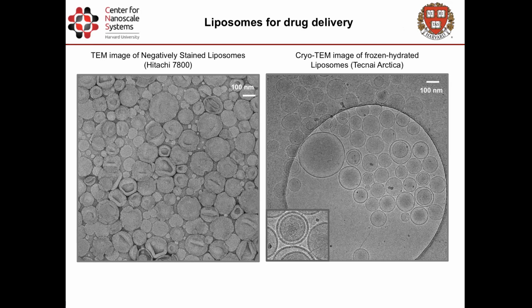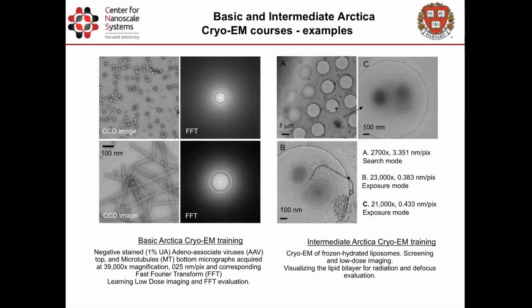Now, here are some of the projects we work on, comparing the negative stain and cryo-EM images. These are liposomes for drug delivery. What I forgot to mention is that one of the goals of the intermediate Arctica training is to visualize the lipid bilayer. You won't be able to see this bilayer if your defocus is not right or if your radiation is too high. It will just melt away or it will not be visible because of overlapping frequencies.